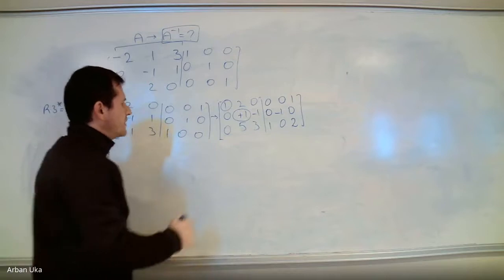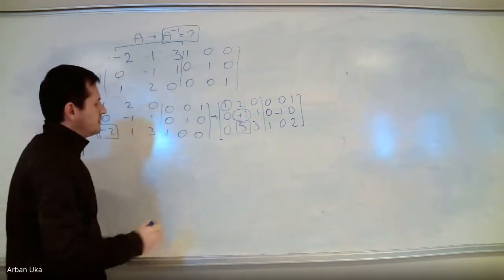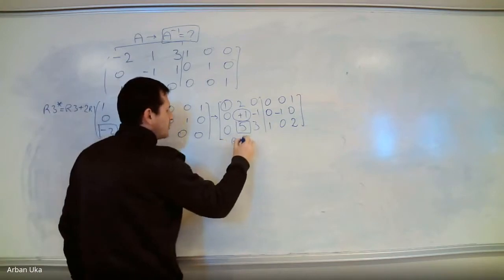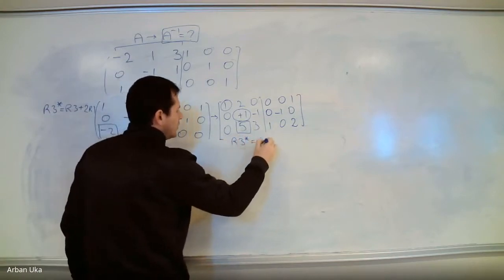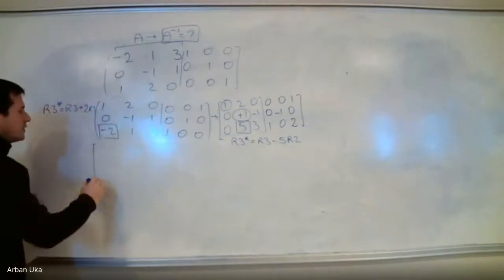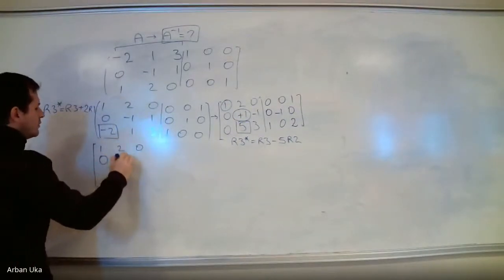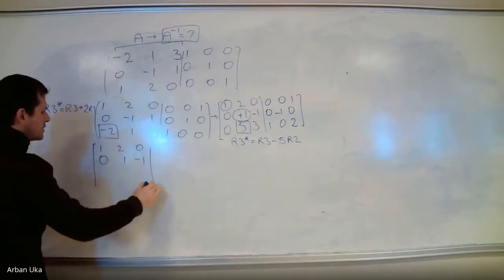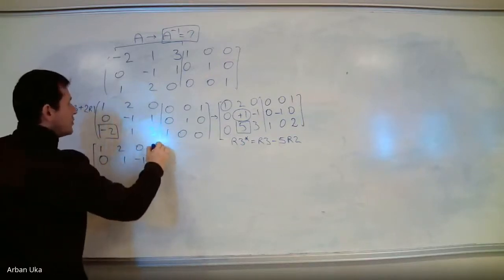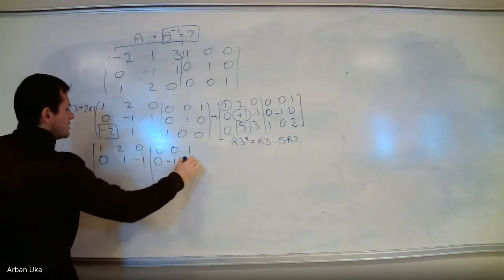Now, the next step is to make a 0 here. How do we make this 5, 0? We say here, row 3 star is equal to what? Row 3 minus 5 row 2. Yes, exactly. Minus 5 row 2. And then here we move ahead. We say 1, 2, 0. 0, 1, minus 1. And actually we can write the rest. So we keep the first row, it is not affected. 0, 0, 1. 0, minus 1, 0.